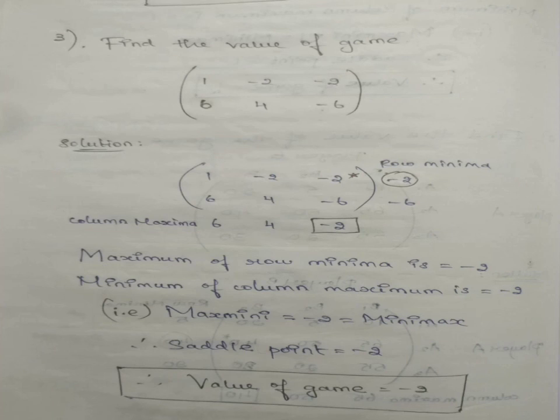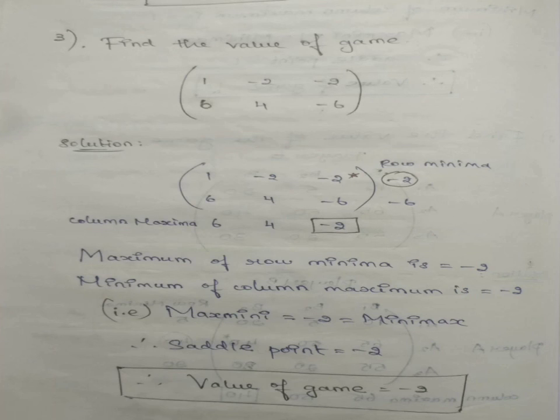So for the row minimum values, the maximum element is minus 2. Between minus 2 and minus 6, the maximum is minus 2. Minimum of 6, 4, minus 2 is minus 2. So we have minus 2 as your saddle point. So maximum of row minima is equal to minus 2, minimum of column maxima is equal to minus 2. Both are equal, so we have the saddle point equal to minus 2. Therefore the value of the game is equal to minus 2.